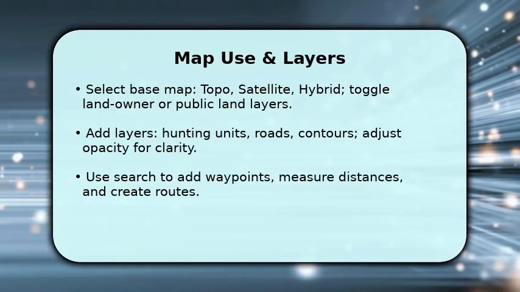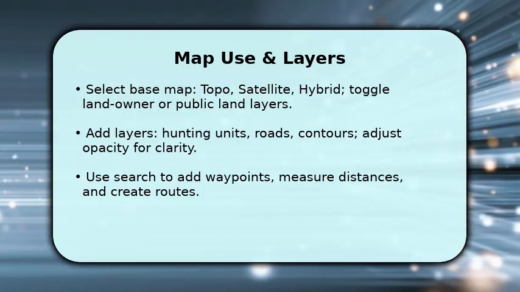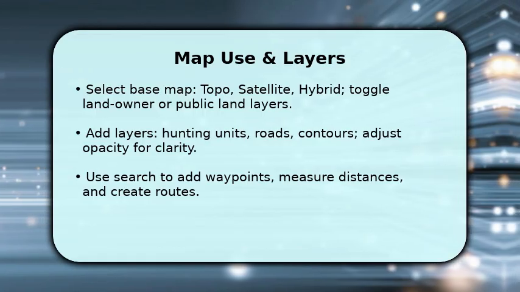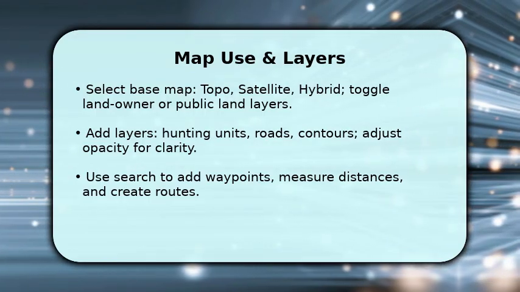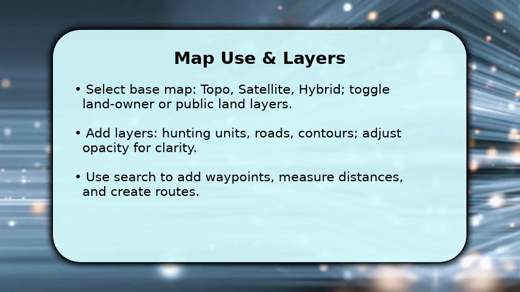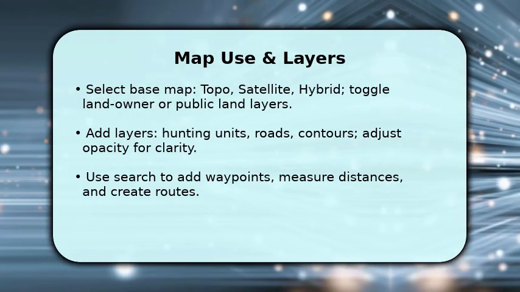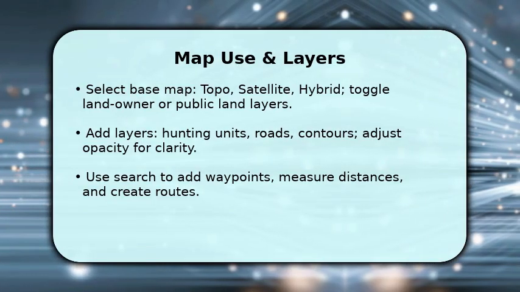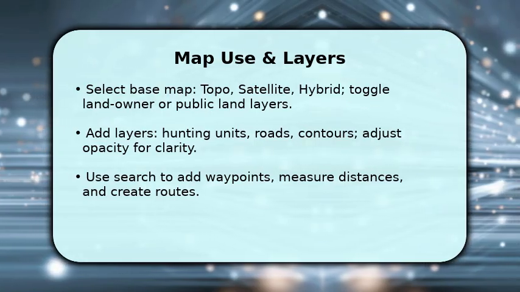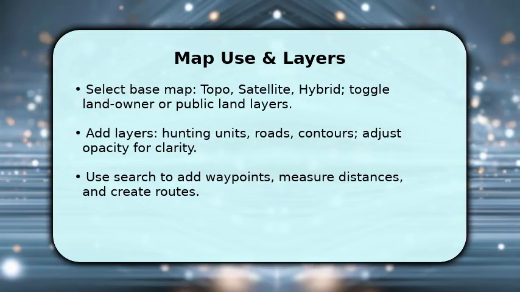You'll now build the view you need by picking base maps and toggling layers so the terrain and land access data align with your plan. Tap layers, enable or disable things like private land, roads, and contours, and adjust opacity so labels remain readable. Once layered, search for points or long press the map to drop waypoints. Then use the measure tool to create routes and calculate distance. Make sure to name and save tracks as you create them to avoid losing your work.